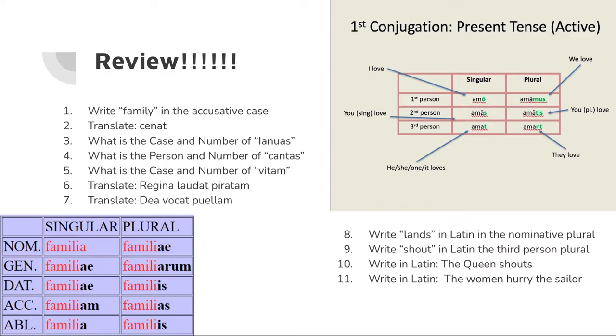Number 9, write shout in Latin, in the third person plural. Shout in Latin is clamo. So how do we write this in the third person plural? We know the third person plural ends with nt. So how do we make clamo end with nt? We have to follow the rule, which is always changing an O to an A if we have to add an ending. So it'll be clamant.